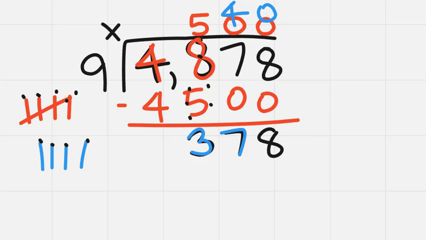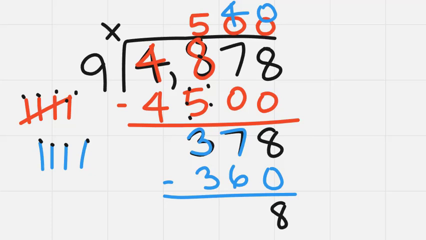multiply. 9 times 4 is 36, and then we add the 0, and then we subtract. 8 minus 0 is 8, 7 minus 6 is 1. And then 3 minus 3 is nothing, so we can ignore it. Now we'll divide again. We'll look at the 1, which is less than 9, so we need to look at the other number also, 8.